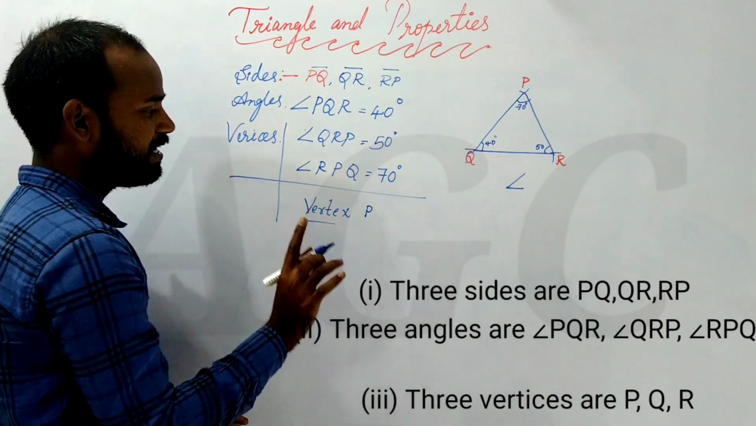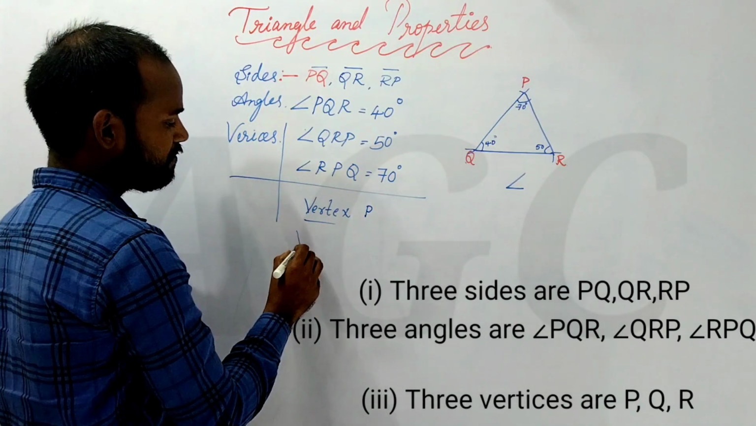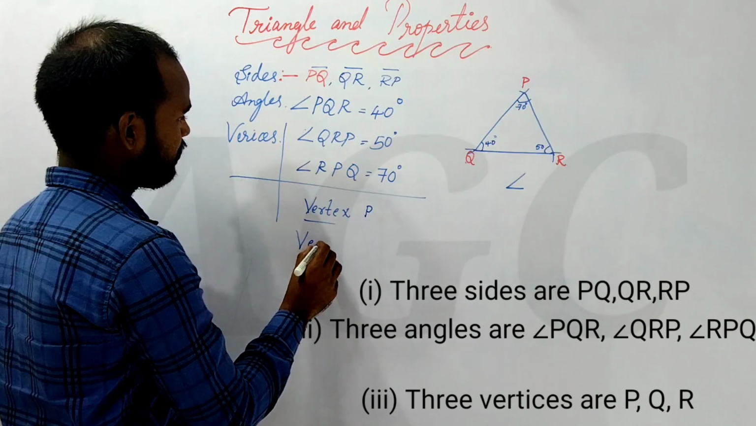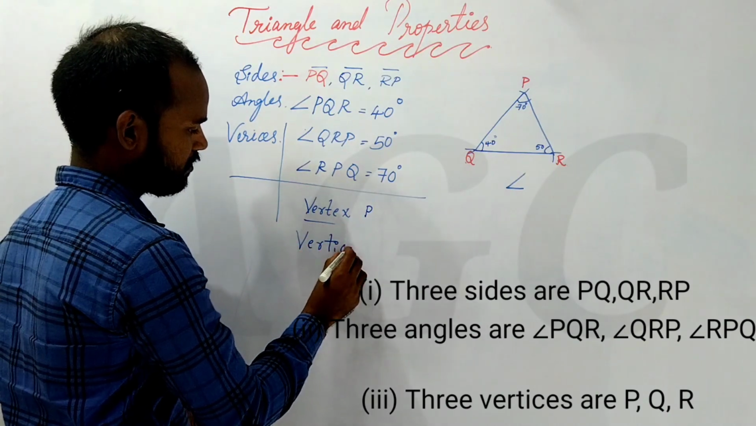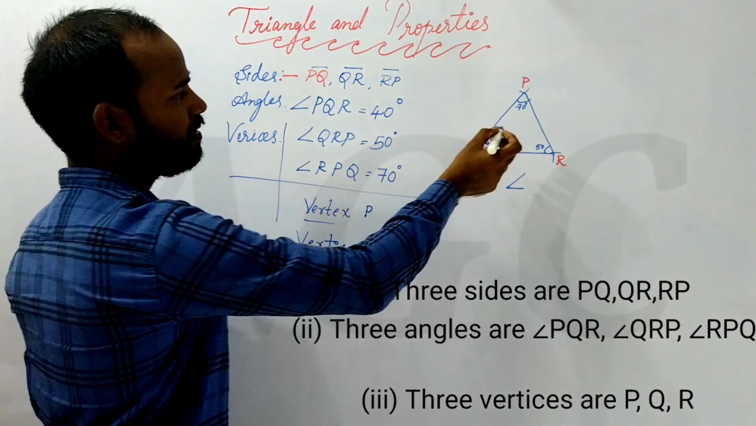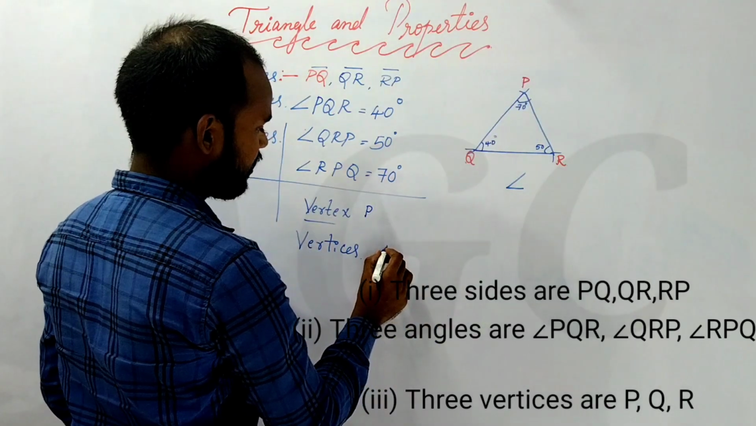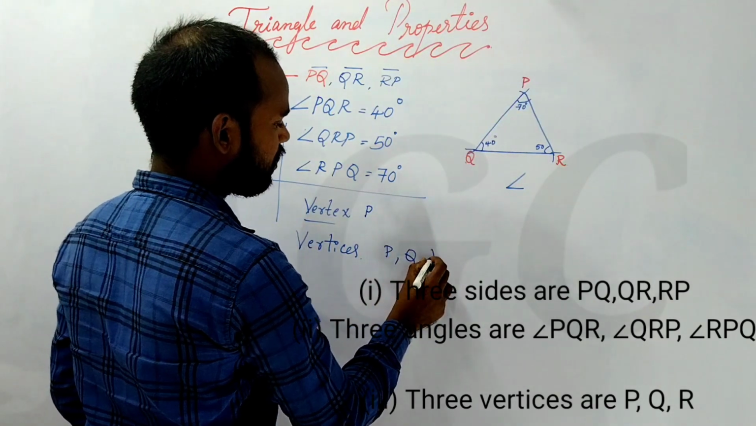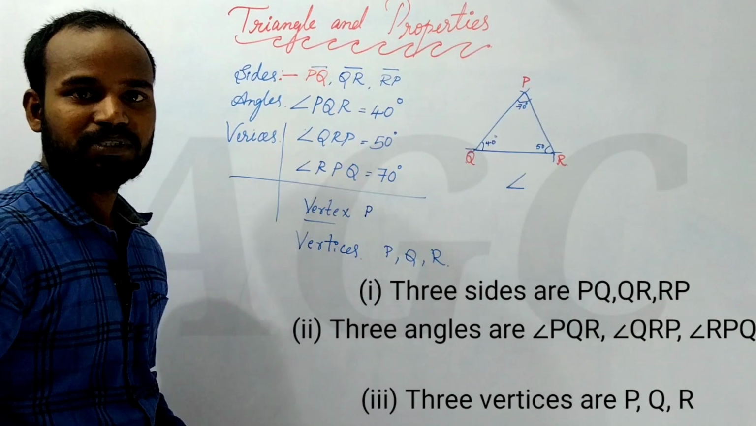If it is a single vertex, what are the vertices? It is the plural form: vertices. So what are the vertices here? P, Q, R. I hope it's clear, right?